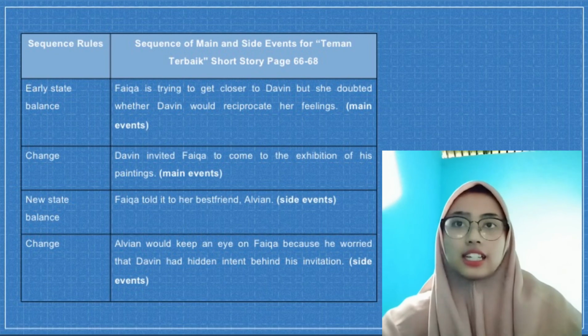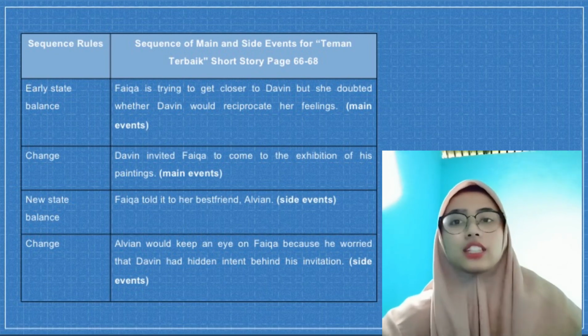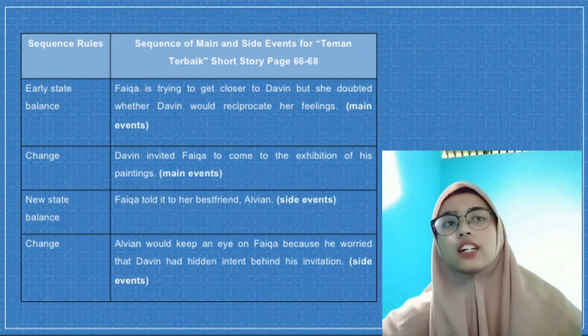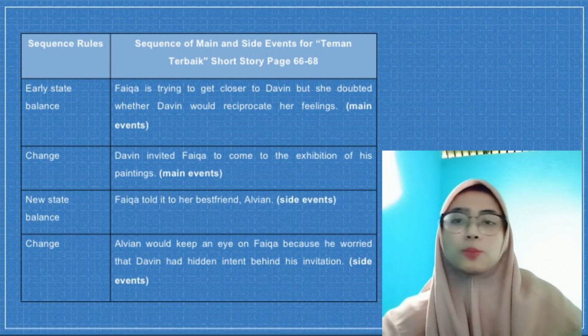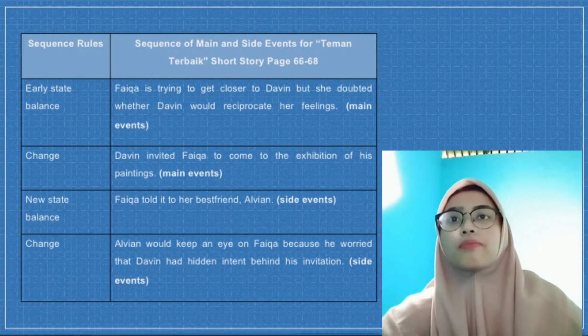And lastly, in the following scene, after hearing Faika's story, Alfian asked to accompany Faika when she met Davin soon. This is the side event to support previous events and also part of the changes. Because of Faika's decision, she brought Alfian to participate in monitoring her.